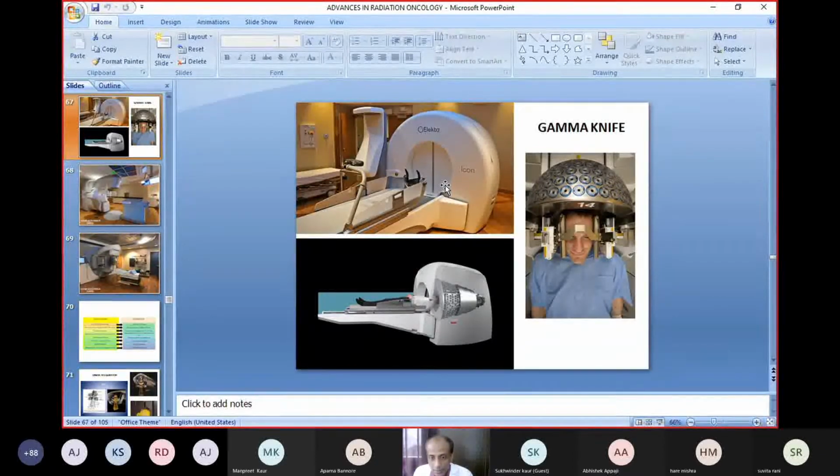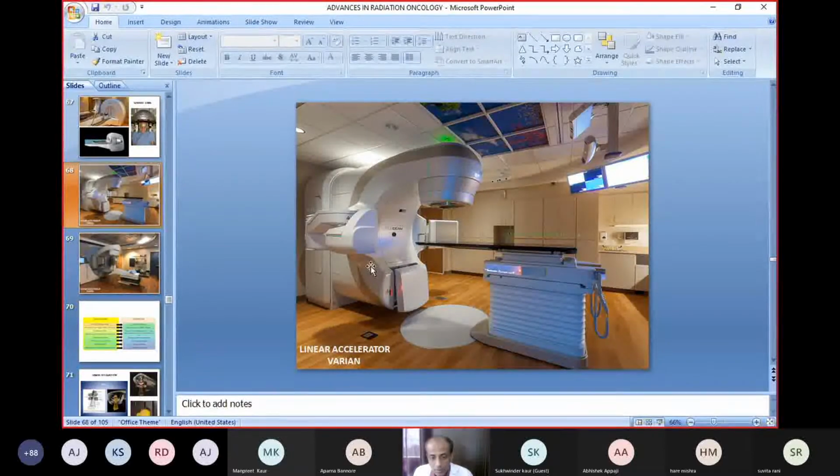Now coming to the X-rays. X-rays are delivered in the form of two machines. One is called the linear accelerator. This linear accelerator basically has two heads. One is the treatment head, and the other one is the CT scan head.